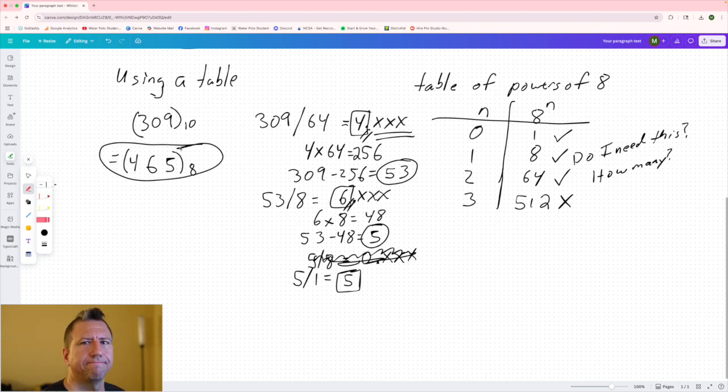And we are done. So that's how we use a table to figure out what our octal number is given a decimal number.